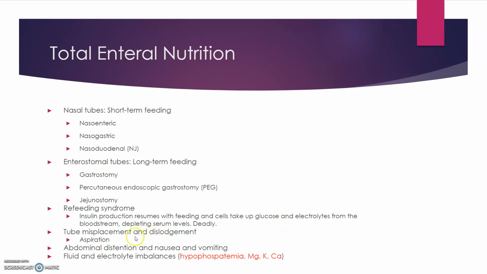Of course, complications would be if the tube is in the wrong spot. That can lead into aspiration or peritonitis depending on what tube and what place. Abdominal distension, nausea, and vomiting if they're not handling it well. Food and electrolyte imbalances, and we kind of talked about that before, but hypophosphatemia, magnesium, potassium, and calcium are all major considerations with this.